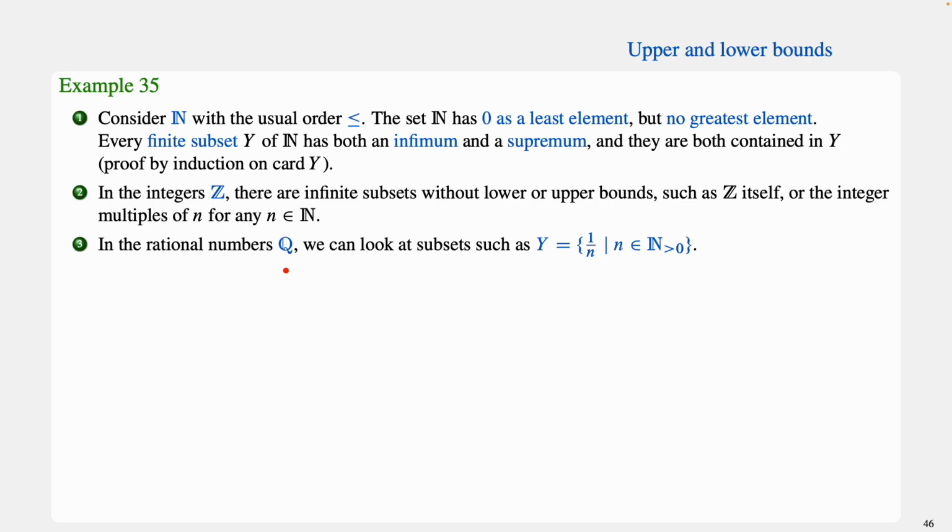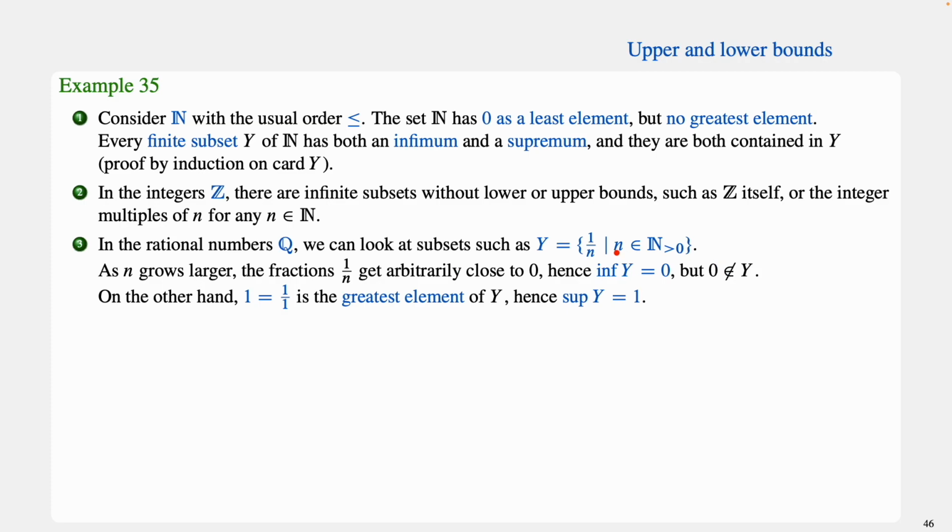Now in the rational numbers, we have some more interesting sets. So for example, look at this set y, which contains all the fractions 1 over n, where n is a positive natural number. Then as n grows larger, so as n tends to infinity, as they say in analysis, the fractions 1 over n get arbitrarily close to 0. So this means the infimum of y is 0, but the number 0 itself is not contained in y. So here we have an example where the infimum of a set exists, but it's not a part of the set itself.